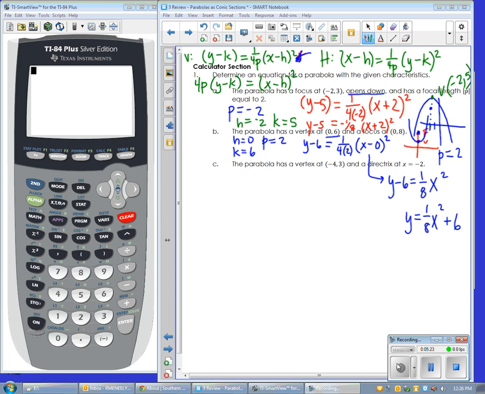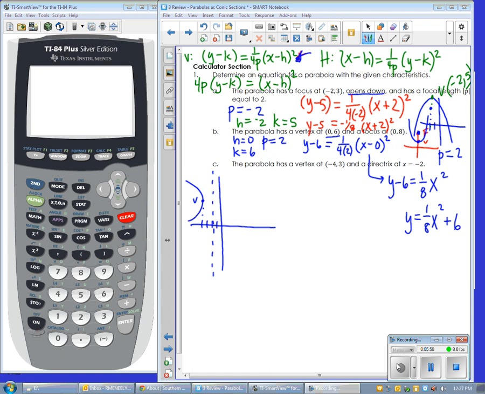And then in letter C, we have a vertex at (-4, 3). So there's my vertex, and we have a directrix at x equals -2. Remember, if it's x equals -2, that means it's a vertical line, and so it's going to look like this. The parabola can never touch the directrix, so my parabola must be opening in that direction.